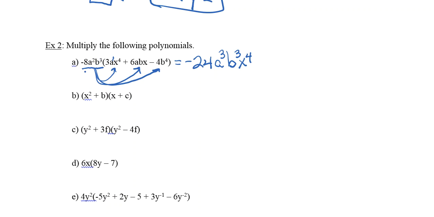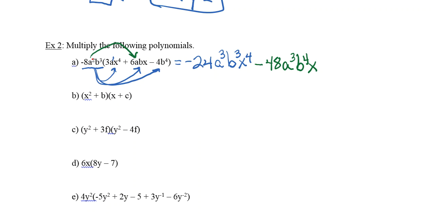So I'm going to take -8a squared b cubed times 6abx. And I'm going to switch colors just to help us see. So now I'm doing this one times this one. So -8 times 6 is -48. A to the 2nd times a to the 1st. There's an invisible 1 there. 2 plus 1 makes 3. B to the 3rd times b to the 1st. There's a 1 there, so 3 plus 1 makes 4. No x's, but there is an x on the inside, so it's going to tag along.